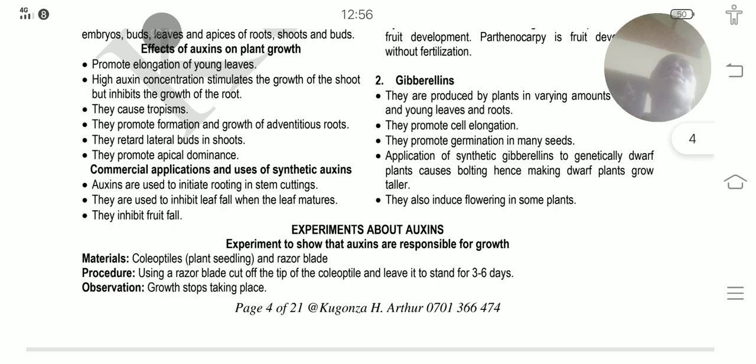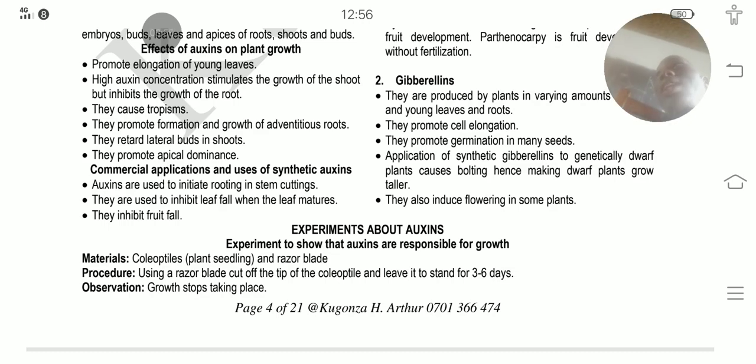Commercial application of auxins. Auxins are used in initiating rooting in stem cuttings. Some plants, you just plant the stem, you apply what we call rooting hormone, and auxin is the one. Just apply it and fix the stem there to produce some roots and continue to grow. They are also used to inhibit leaf fall when the leaf matures.